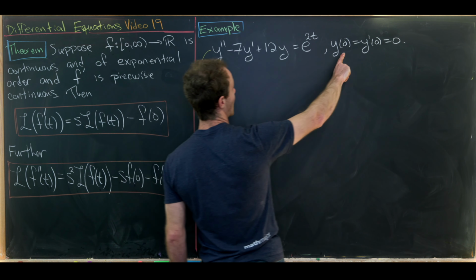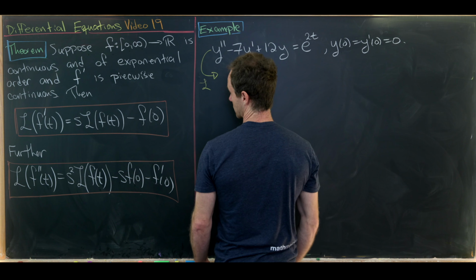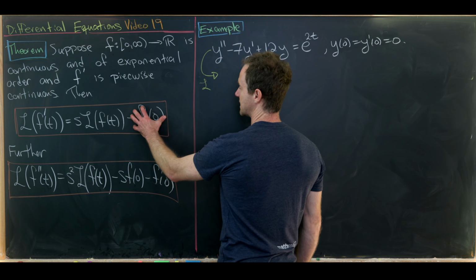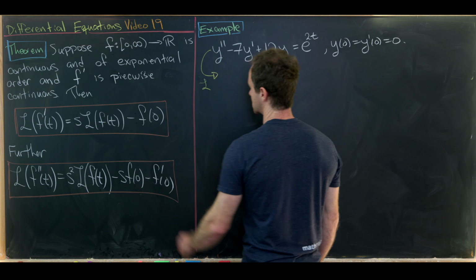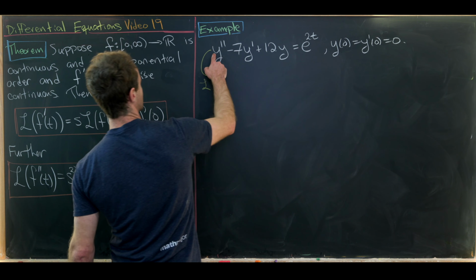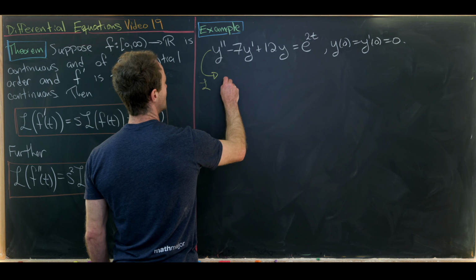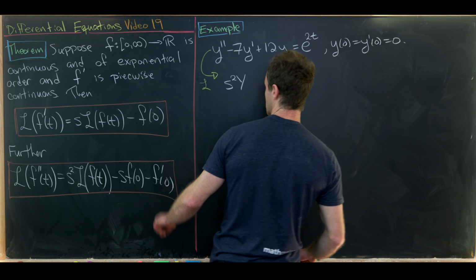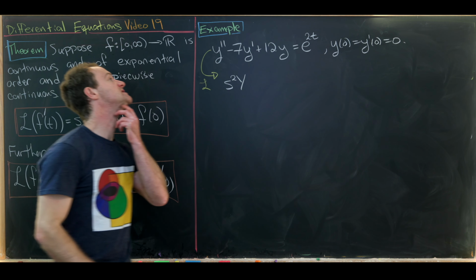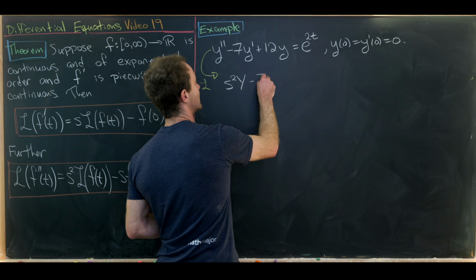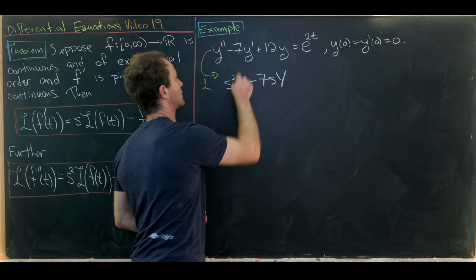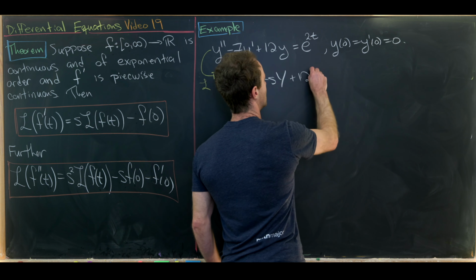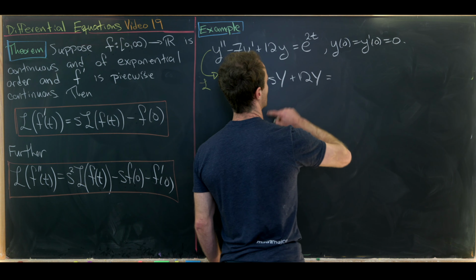But notice that the fact that y of 0 is 0 and y prime of 0 is 0 means the Laplace transforms of the derivatives are quite a bit simpler here because we do not have this term or these two terms. So in fact, when we take the Laplace transform of y double prime, we'll get s squared times capital Y. From this right here, again, these two disappear. Okay. Then we'll have minus 7 times s times Y for the same sort of reason, taking the Laplace transform of that y prime, and then plus 12 times capital Y, the Laplace transform of little y.